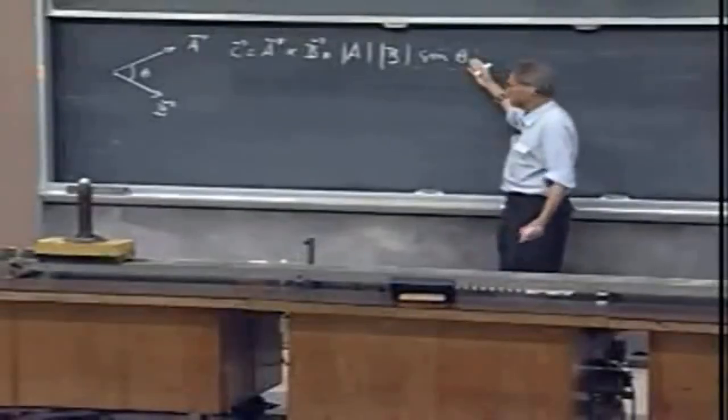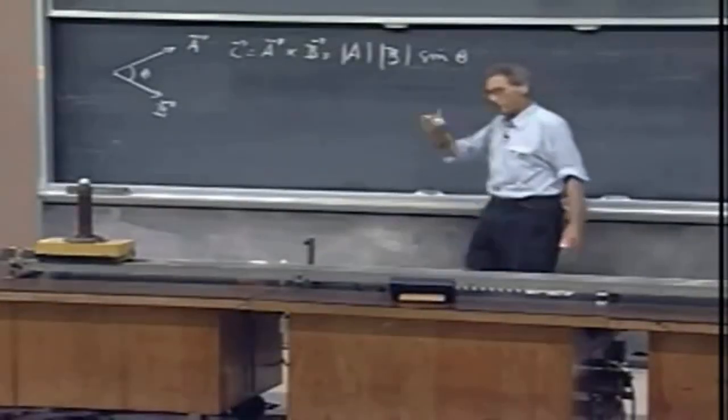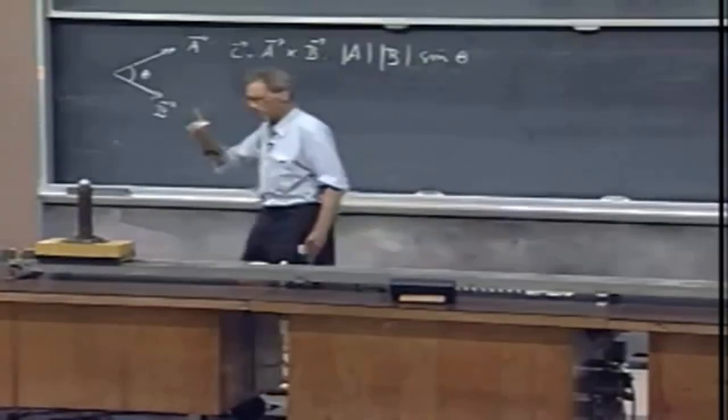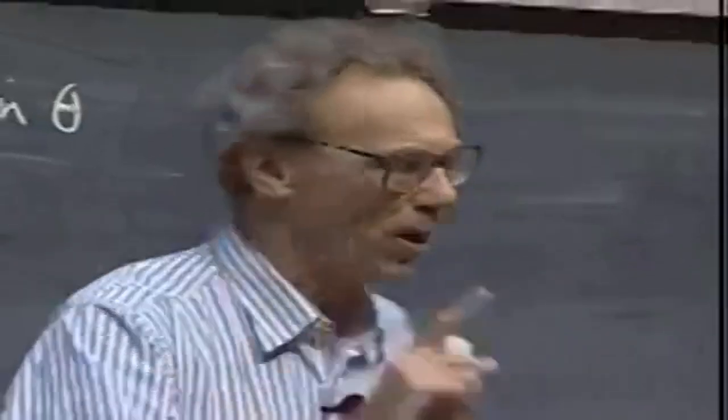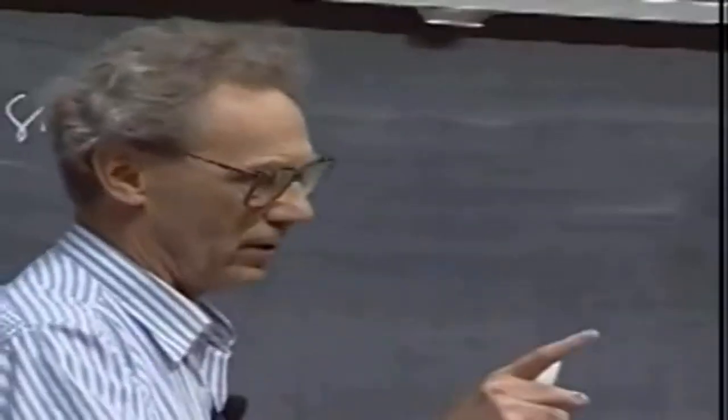This number can be larger than 0. If the sine theta is larger than 0, it can also be smaller than 0. Now we only have the magnitude of the vector. And now comes the hardest part. What is the direction of the vector?